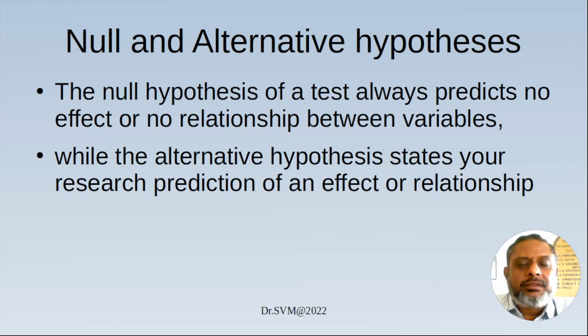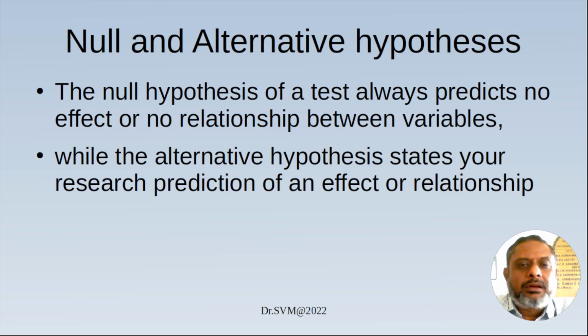The null hypothesis of a test always predicts no effect or no relation between the variables, while the alternative hypothesis states a research prediction of an effect or relationship. So when we are comparing two variables and we try to see whether they are related or not, then the null hypothesis says that they are not related, whereas the alternative hypothesis says that they are related, or the other way around.